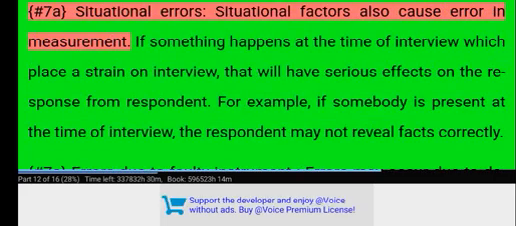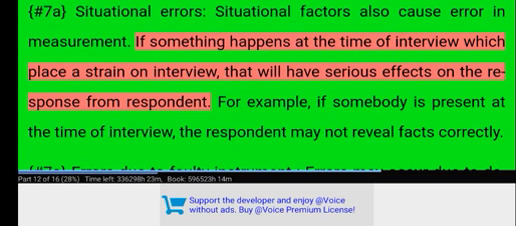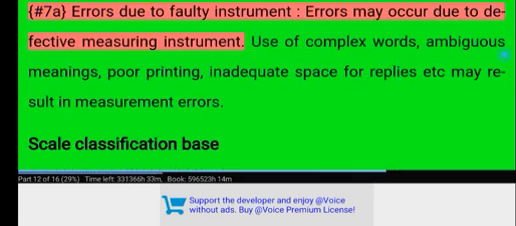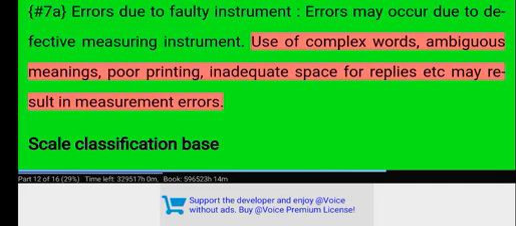Number 7a, situational errors. Situational factors also cause error in measurement. If something happens at the time of interview which places strain on the interview, that will have serious effects on the response from the respondent. For example, if somebody is present at the time of interview, the respondent may not reveal facts correctly. Number 7a, errors due to faulty instrument. Errors may occur due to a defective measuring instrument. Use of complex words, ambiguous meanings, poor printing, inadequate space for replies, etc. may result in measurement errors.